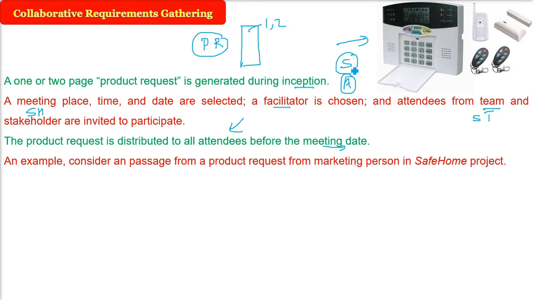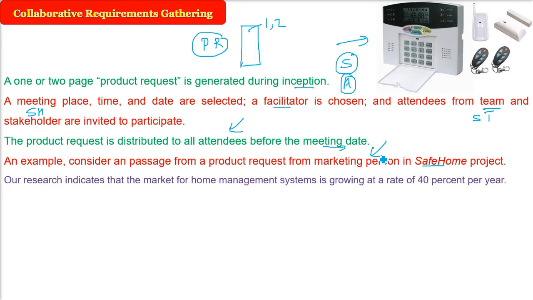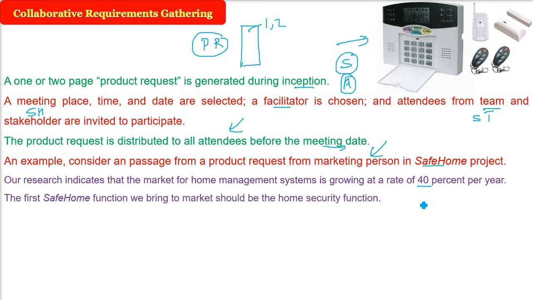We want to make the homeowner and the family safe. For that, this is the project we are going to see and discuss. So now this is the product request. I'm giving you an excerpt of a product request, written by a marketing person: our research indicates the market is already using home management systems, and it is growing 40% per year.